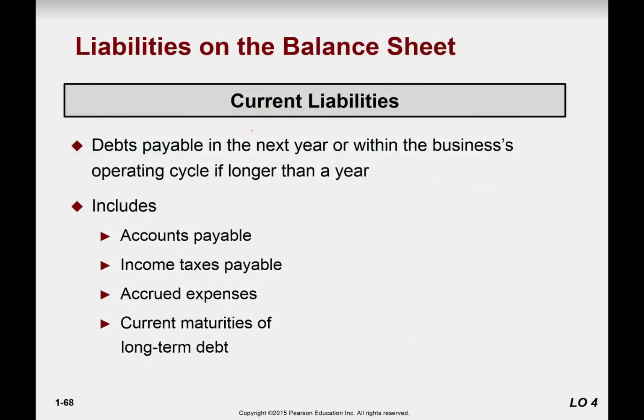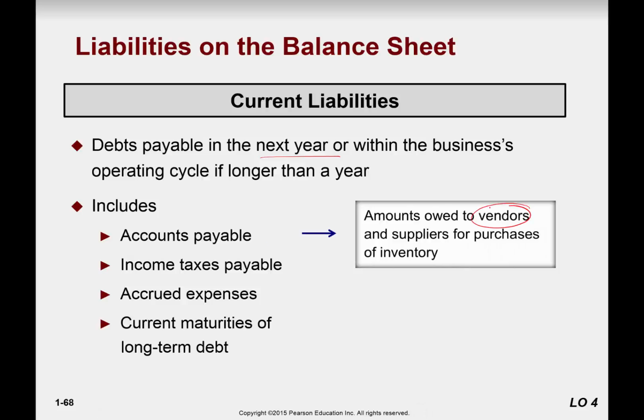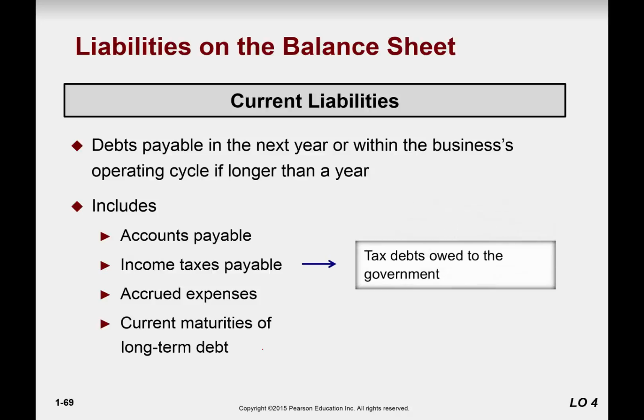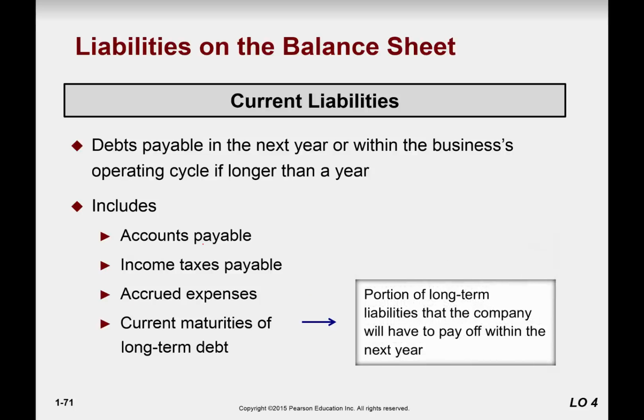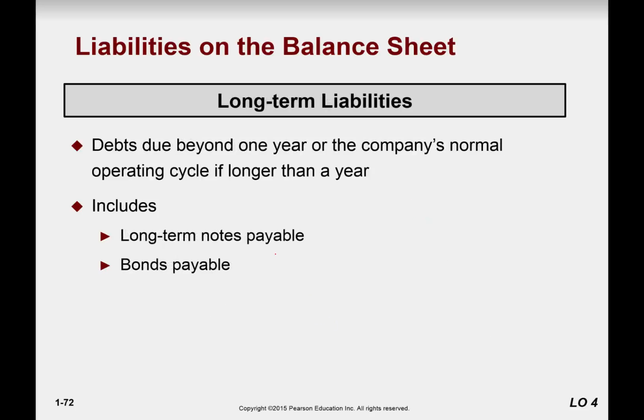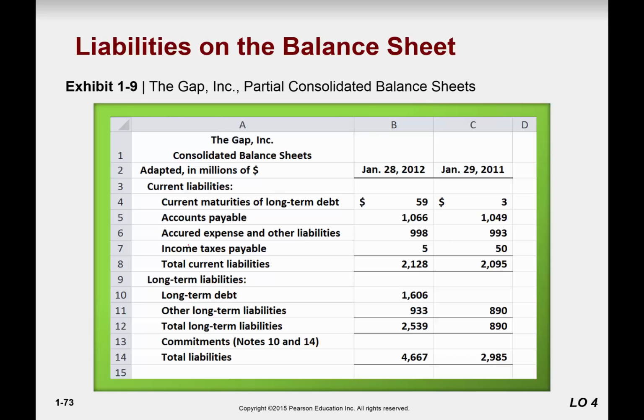So current liabilities, similar to assets, within a year. Accounts payable is usually what you pay your vendors. So that's usually the first liability listed. Income taxes payable you have to owe to the government. Accrued expenses are liabilities such as maybe interest that you have to pay and liabilities for salaries. So anything that you have to accrue for, and we're going to talk about accrual accounting in more detail in a later chapter. Long-term liabilities may include notes payable and bonds payable.